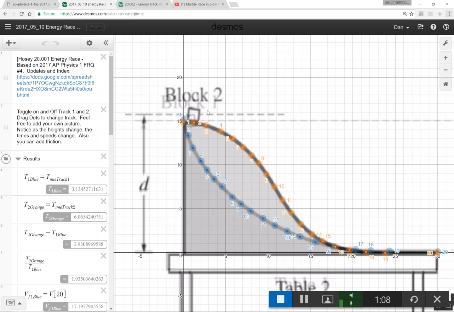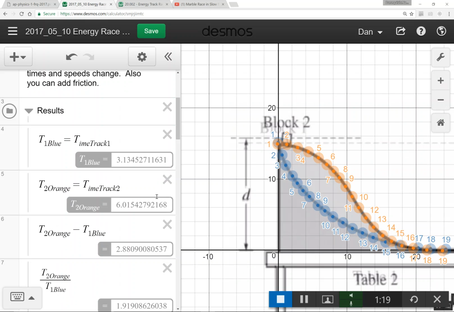So I made this simulation, and in this simulation, you've got an image of both tracks, and then you can move these little dots to model the layout of the track. In a little bit, I'll explain how the simulation works, but you can see that the orange track took about twice as long as the blue track. The 15 meters high is kind of arbitrary, but I mapped it right on top of the picture, so that works out pretty well.